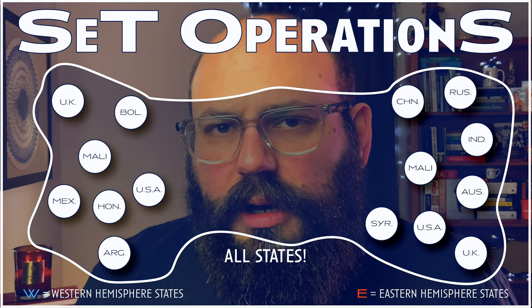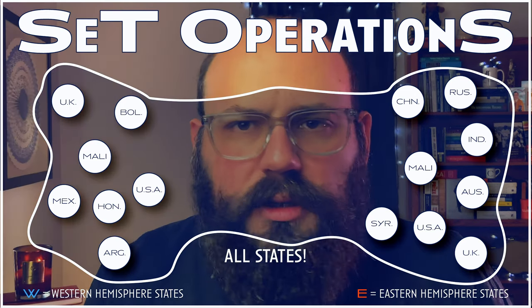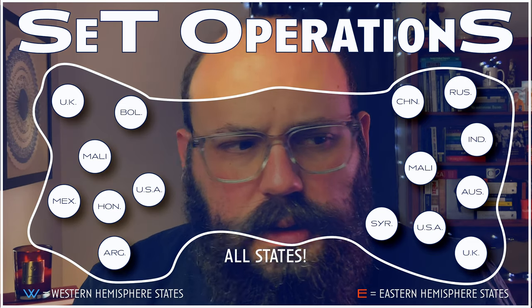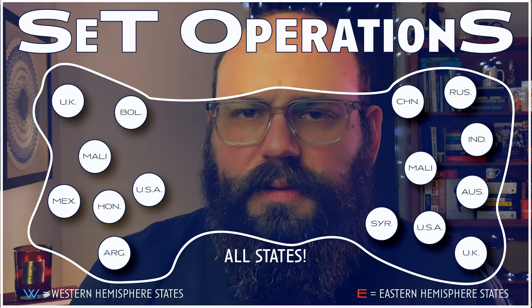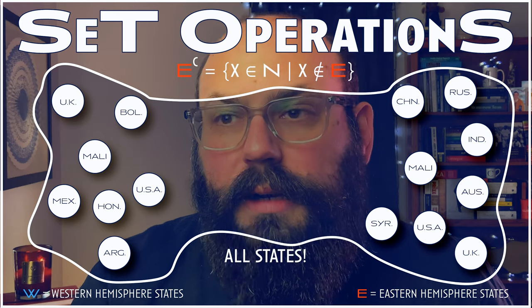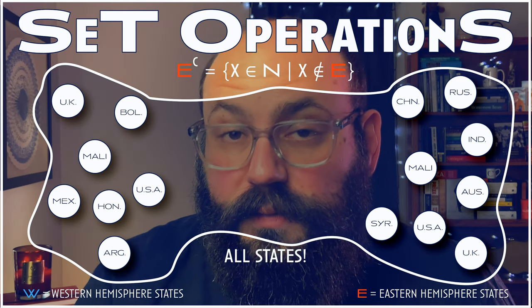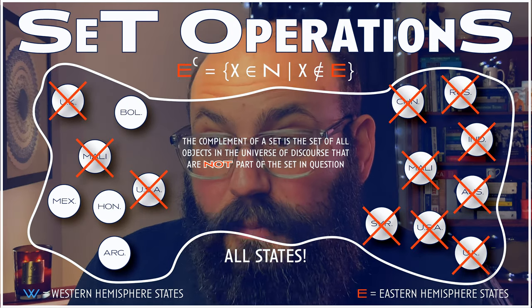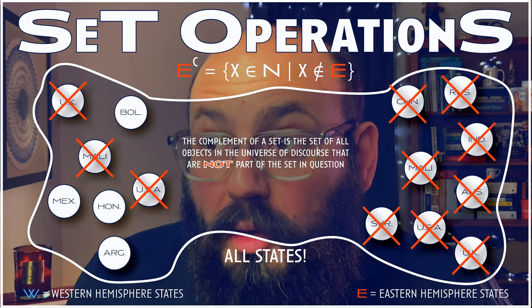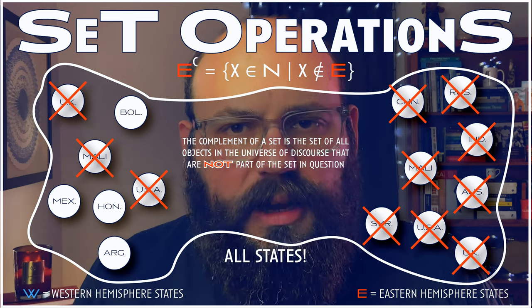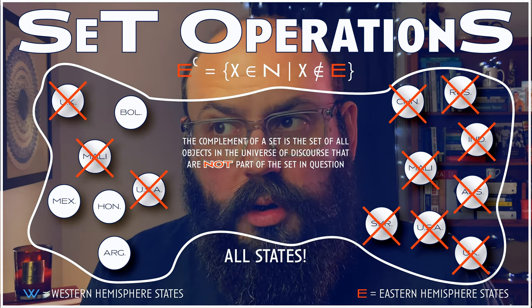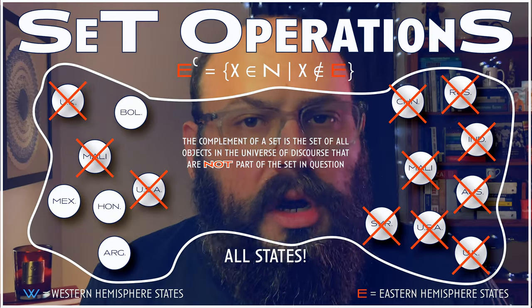The complement of a set is just the set of all objects that aren't in the set in question. So if I had the set of all Eastern Hemisphere countries, then the complement of that set is the set of all countries that are not in the Eastern Hemisphere. So Mexico is in the complement. The United Kingdom is not, because even though it's in the Western Hemisphere, it's also in the Eastern Hemisphere. So that's like "not," which means that "and" goes to intersection, "or" goes to union, and "not" goes to complement.